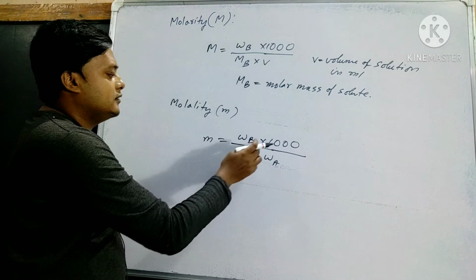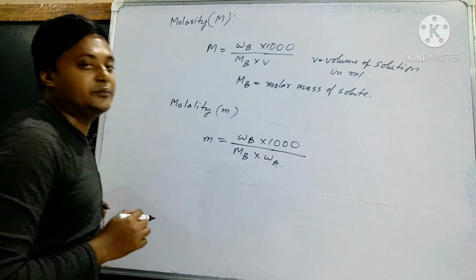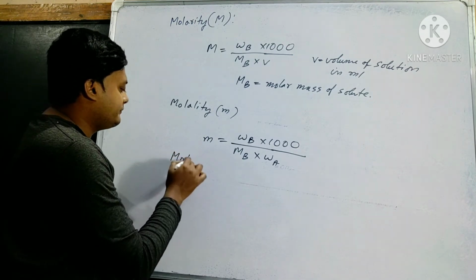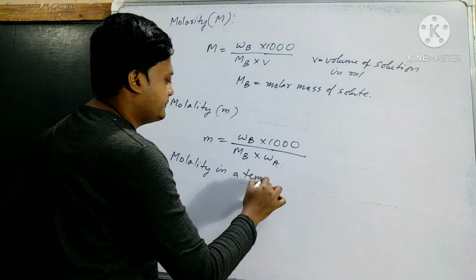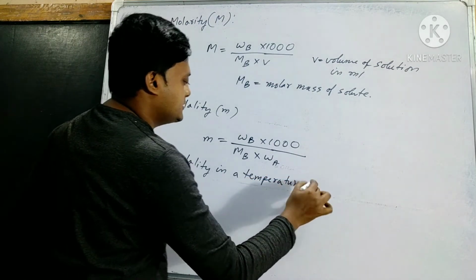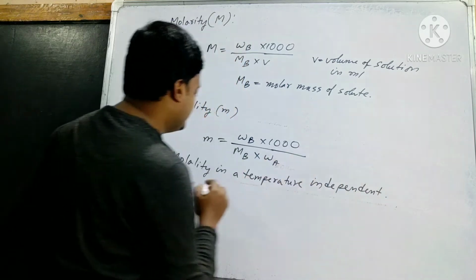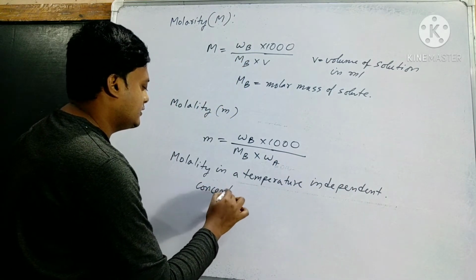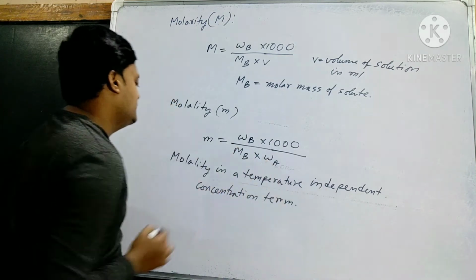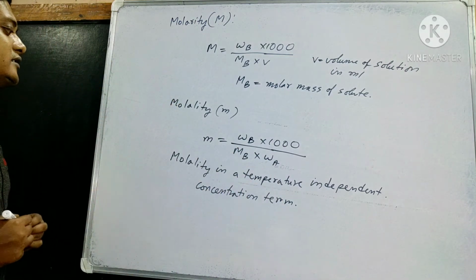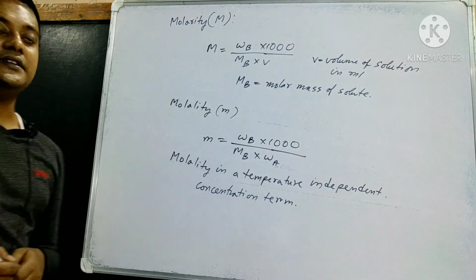Now in this case, all are weights, so it is temperature independent. So molality is a temperature independent concentration term, because there is no volume here. Okay, so that's why it is temperature independent.